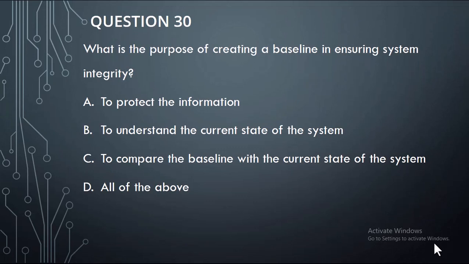Question 30. What is the purpose of creating a baseline in ensuring system integrity? A. To protect the information. B. To understand the current state of the system. C. To compare the baseline with the current state of the system. D. All of the above. The answer here is option D. Establishing a baseline in ensuring system integrity ensures all of the above. It protects the system, it understands the current state of the system, and it compares the baseline with the current state of the system.